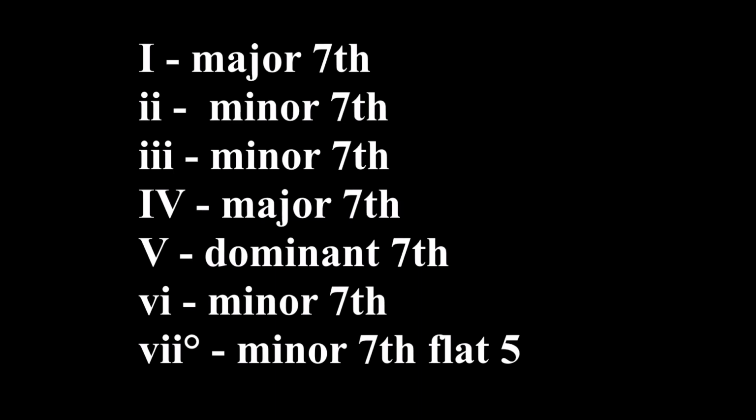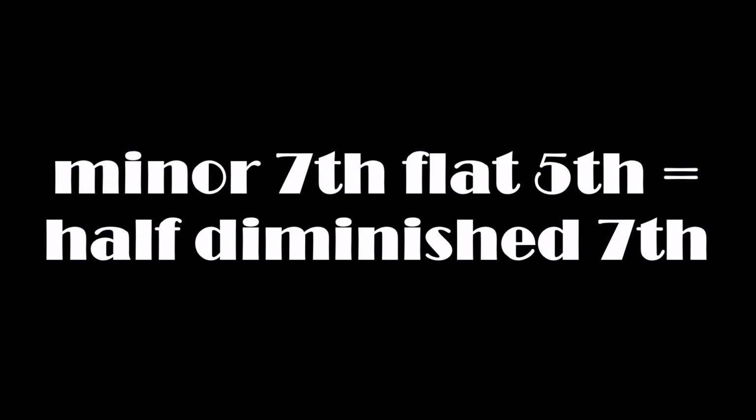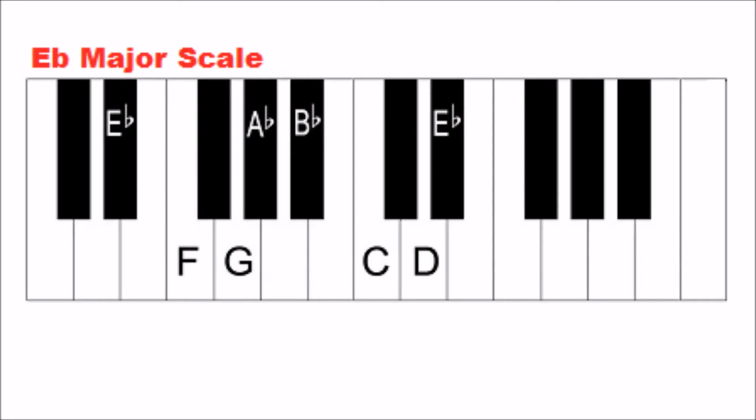The chord pattern for sevenths is major seventh, minor seventh, minor seventh, major seventh, dominant seventh, minor seventh, minor seventh flat 5. A minor seventh flat 5 chord is also called a half diminished seventh chord. Notice that for each seventh chord in the key of E flat major, every note is part of the E flat major scale.